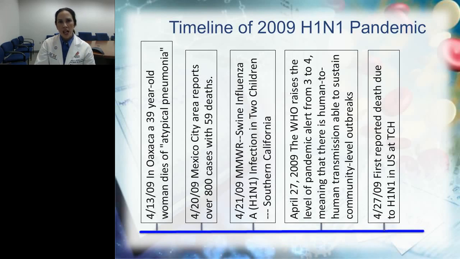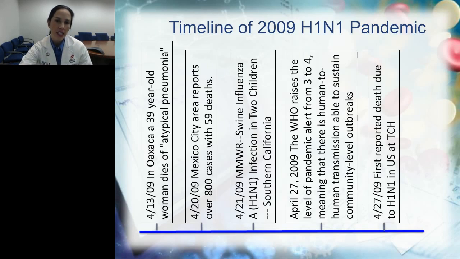This is a timeline that begins in early April of 2009. A 39-year-old woman dies in Mexico of what at that point in time was called an atypical pneumonia. Then on the 20th, we hear reports of over 800 cases of this mysterious atypical pneumonia in Mexico City. So clearly there is an outbreak in Mexico City. What is it? Nobody knows at that point in time.